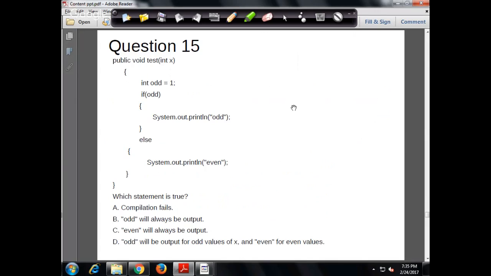So I have a few answers already for question number 15. Tim says B odd. Chitali says B. Jagpati says A, compilation fails. Anirudh says B. Chaitanya says B. Okay, I have answers coming for this question from quite a number of guys. Cool. Ajay, I see that you have asked for question number 14.